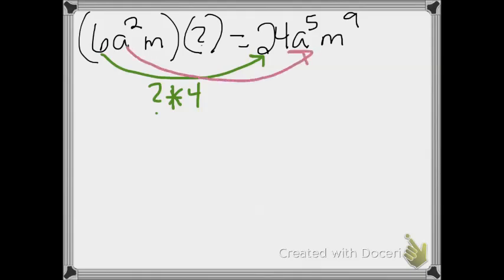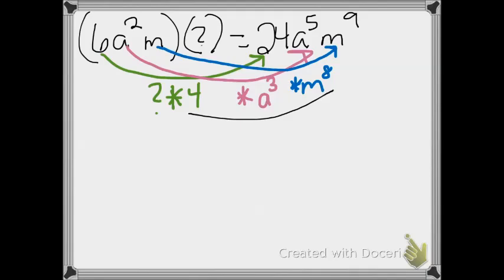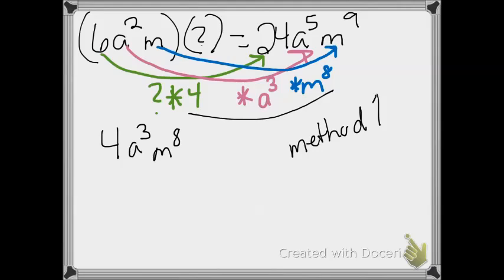To go from a squared to a to the 5th, I know that I need to multiply by a to the 3rd because I need 3 more a's to get from 2 to 5. And to go from m to the 9th, I know I need 8 more m's, so I need m to the 8th. Then I'm going to put all 3 of those together and I get 4a to the 3rd, m to the 8th. And that's our first method for solving.